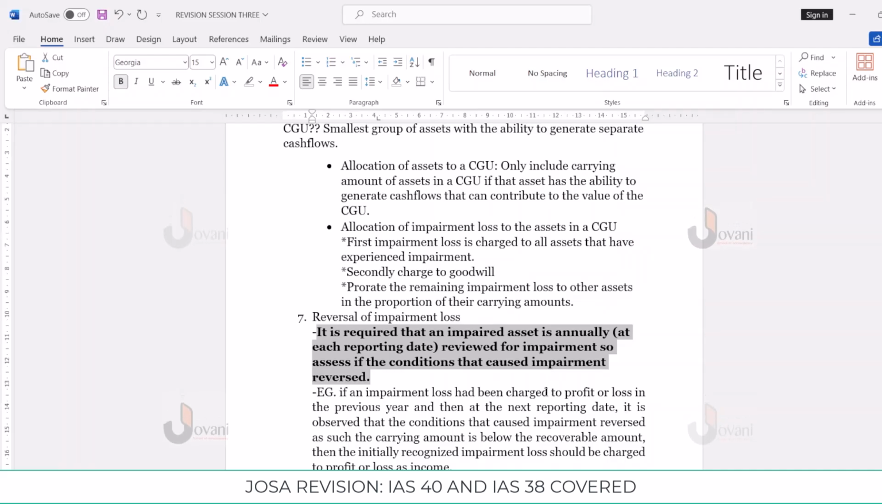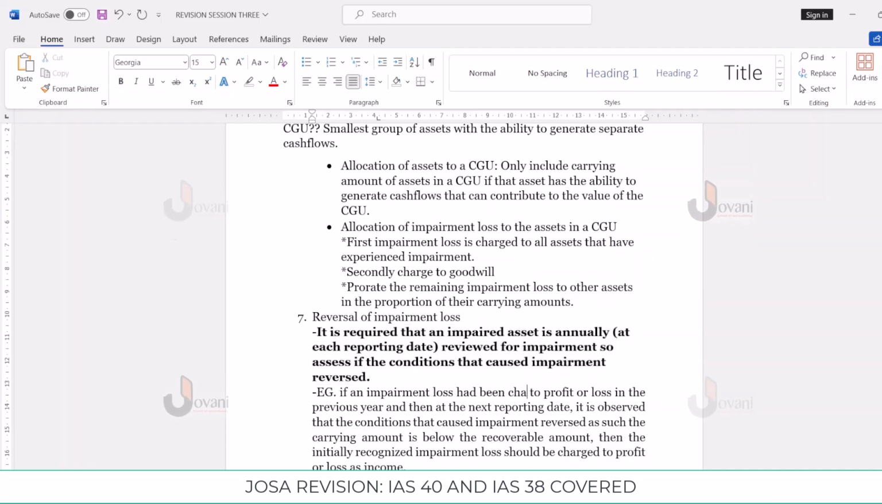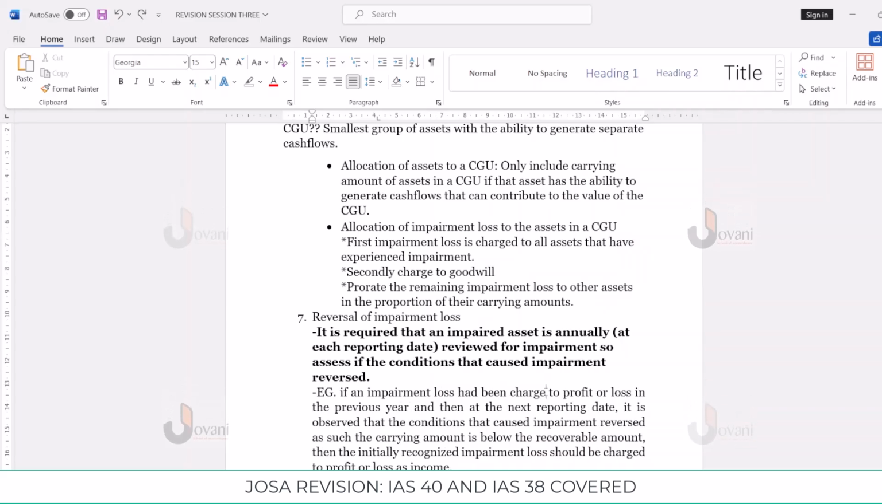Let me not use the word charged. It should be taken to profit or loss as income. Is that clear with everyone?